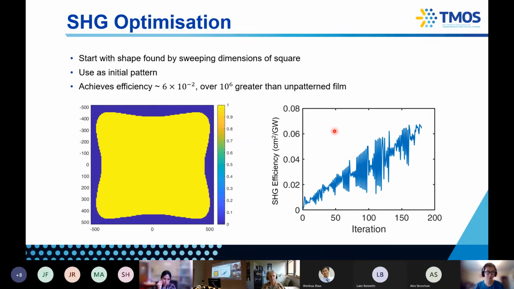So as an example, we have used it for the SHG case, which is just one subset of the general case. So we start this with an initial pattern, or it could be random. And then over the course of the optimization, the algorithm will generally try to increase the SHG efficiency. So the conversion efficiency achieved is about 6%, which is about 10 to the power of 6 greater than an unpatterned film.